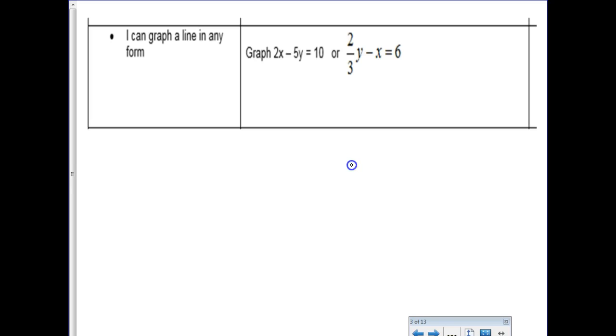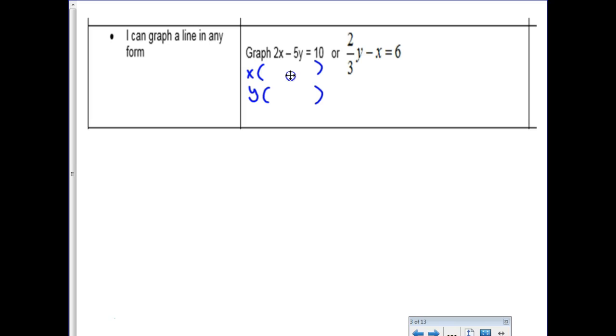Okay, so a little bit more coordinate geo here. Can you graph lines? And can you graph lines in any form? So you have a couple options in this first example. It is in standard form, and you can rearrange it so it says y equals, or you can just find the x and y intercepts from standard form. And that would be a really great way to graph that line. So that's totally up to you.